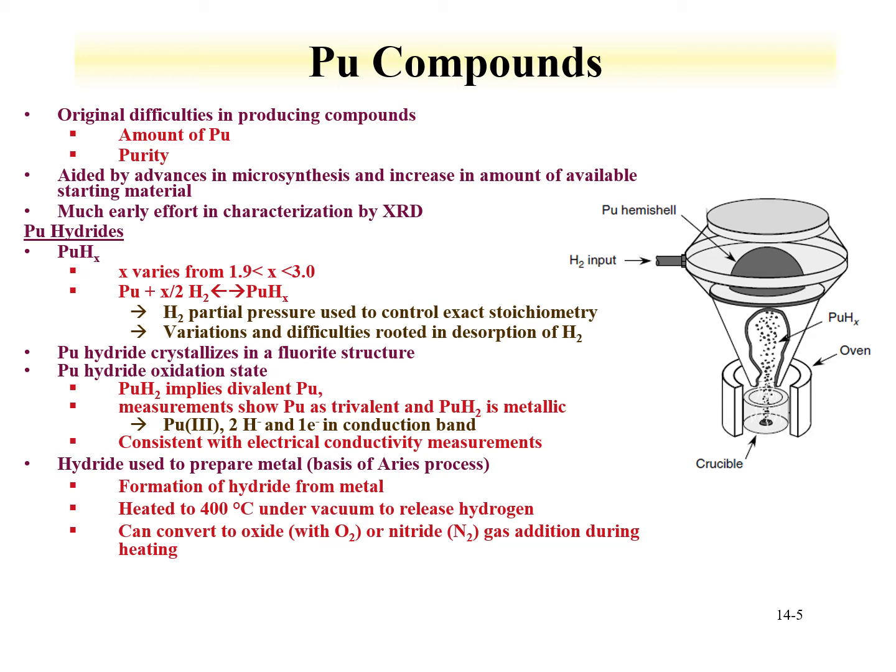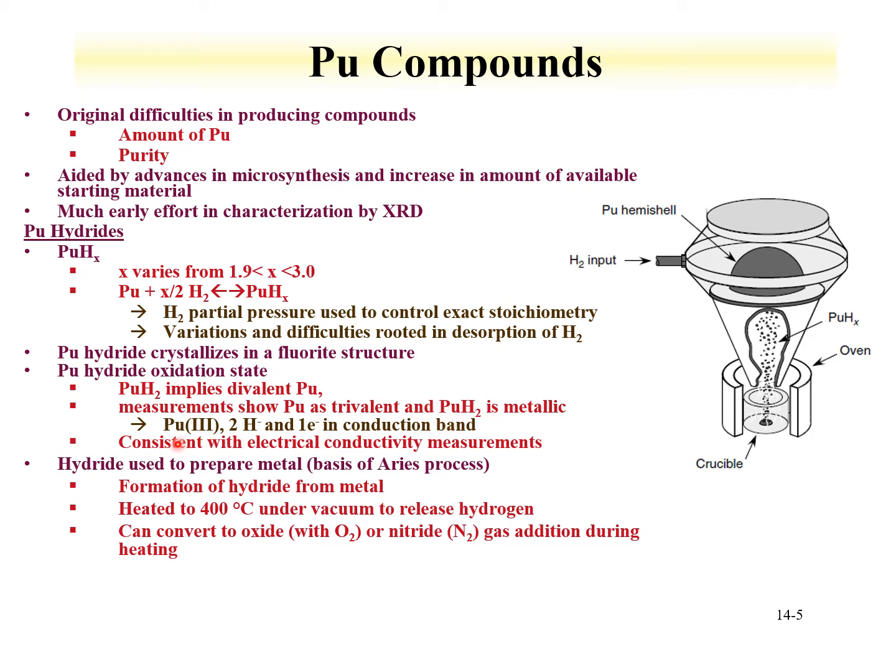And there's some variations in the synthesis, and some of these difficulties in producing the material or characterizing or understanding the exact phase diagram are based upon the fact that the hydrogen can desorb from the plutonium hydride. The plutonium hydride has a fluorite structure, and if we have something like PuH2, this would imply that plutonium is divalent. However, measurements show that the plutonium is trivalent and the PuH2 is metallic.